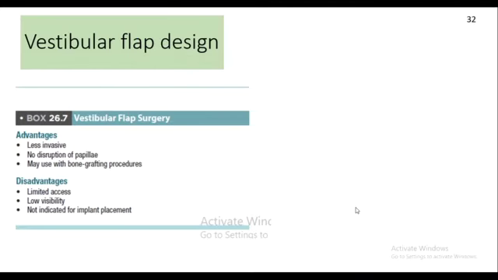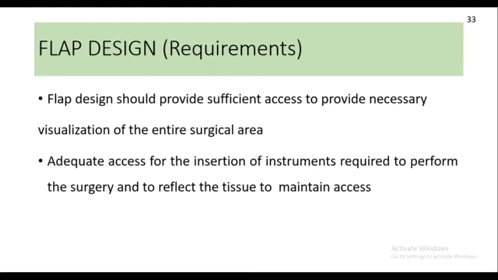Next is a vestibular type of flap, which is a less invasive type of flap, and there's no disruption of the papilla. But the disadvantage is that again the access and the visibility are less. Now coming on to the flap design requirement, the flap design should provide sufficient access and necessary visualization of the entire surgical area. There should be adequate access for insertion of the instruments required to perform the surgery, and the tissue should be reflected to maintain the access.